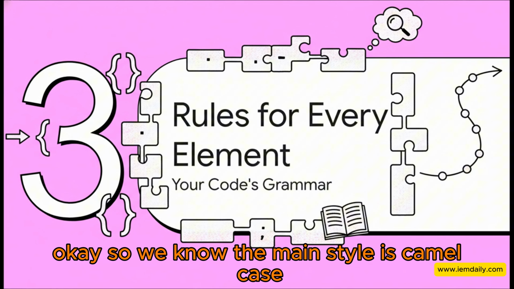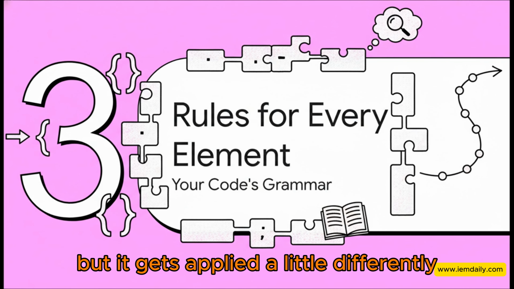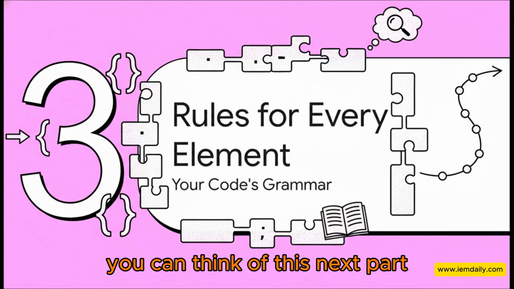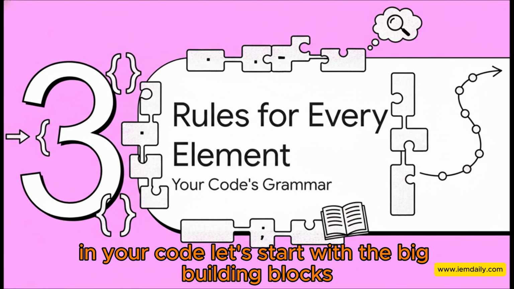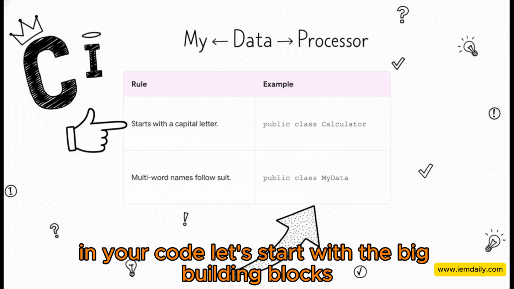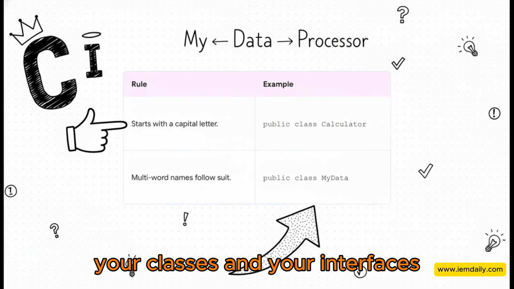Okay, so we know the main style is CamelCase, but it gets applied a little differently depending on what you're naming. You can think of this next part like learning the specific grammar rules for different parts of speech in your code. Let's start with the big building blocks, your classes and your interfaces.